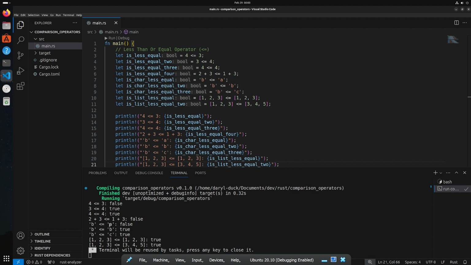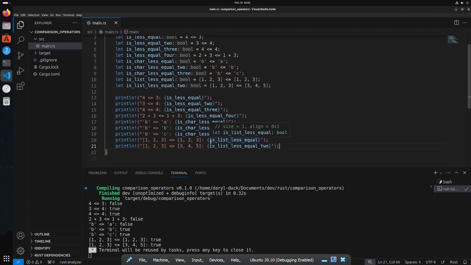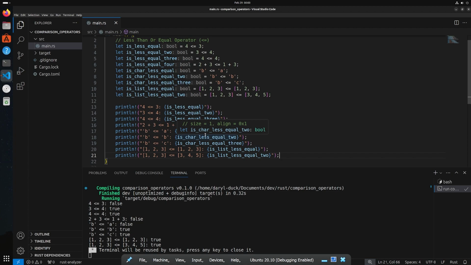B is less than or equal to A, that's false. B is less than or equal to B, that's true. And now B is less than or equal to C, so that's now true. Then we've got 1, 2, 3 is equal to 1, 2, 3, so it returns true. And then for this one, 1, 2, 3 is less than 3, 4, 5, so that returns true. Cool. So that is all the comparison operators that we have in Rust.